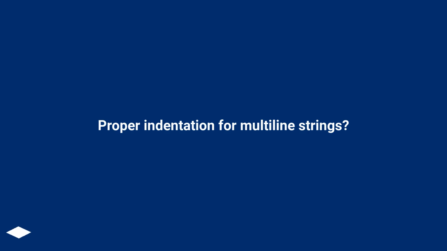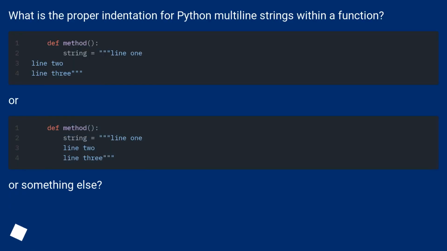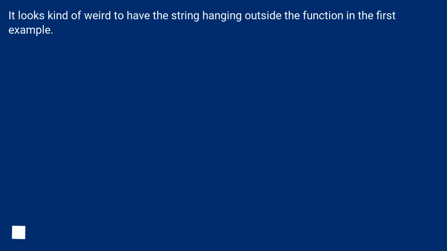Proper indentation for multi-line strings? What is the proper indentation for Python multi-line strings within a function? Or something else? It looks kind of weird to have the string hanging outside the function in the first example.